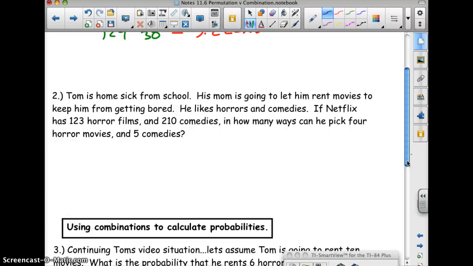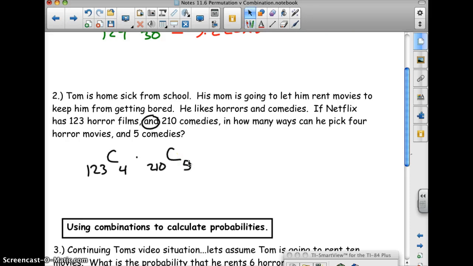I think that's 123. And is this going to be a permutation or a combination? I mean, does it matter which horror movie he picks first? Not really, right? It may matter which one he watches first, but the way he picks them, that's a combination. 123 C4, and that word "and" there means multiply. Out of 210 comedies, he is going to choose 5. Okay, so there we go.